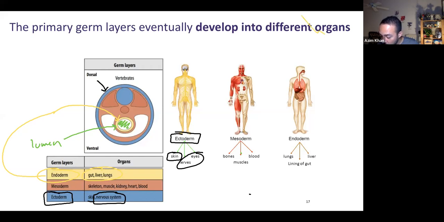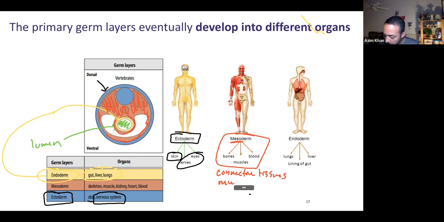Lastly, everything in between, which I'm shading here in red. Everything in between is aptly named mesoderm, meso for middle, mesoderm. This becomes all kinds of connective tissues, as well as muscles. Connective tissues, muscles, your heart, your blood, your kidney, skeleton, bones, many of those things. So three layers: ectoderm for skin and nervous system, mesoderm for skeleton, muscle, kidney, heart, blood, stuff like that, endoderm for the lining of tracts.